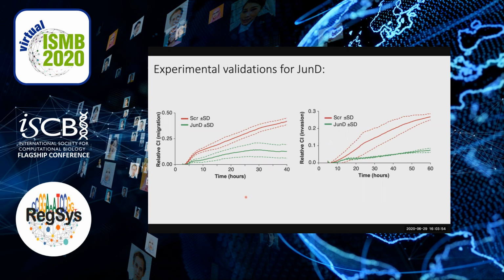Based on various evaluations, we decided to experimentally validate the association of JUND to CRC, or colorectal cancer invasiveness, as indicated in the plots. You can see that the knockdown of JUND, represented by the green line, affects the invasion and migration of SW480 cells compared with the control case in the red line.